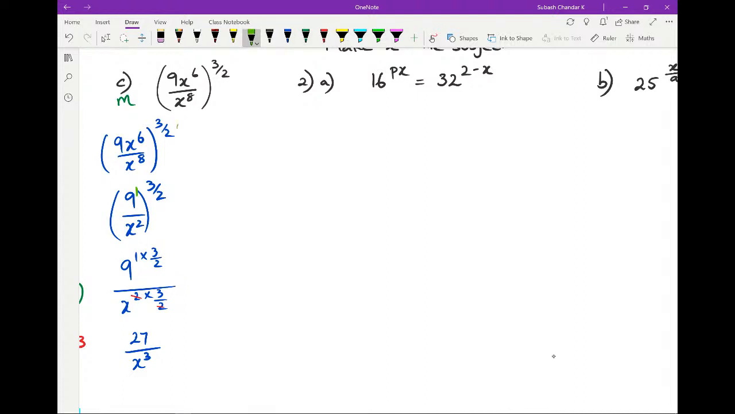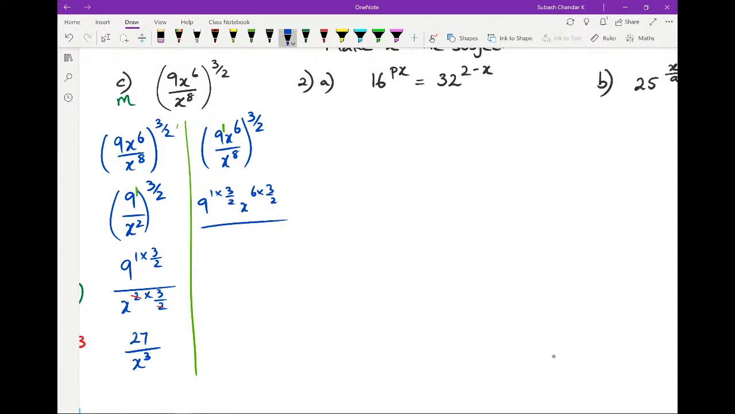you could have done it where you get rid of the power first. In other words, we're going to go 9x to the power of 6 over x to the power of 8, all to the power of 3 over 2. Remember that 9 has a power of 1. So then we rewrite this as 9 to the power of 1 times 3 over 2, x to the power of 6 times 3 over 2, the whole thing divided by x to the power of 8 times 3 over 2.